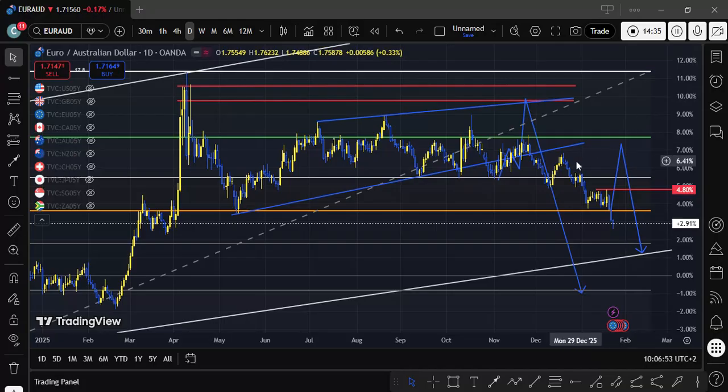So it is totally unnecessary for us to wait for a pullback that goes all the way up there, taking all of our profits before it comes here. So whoever is trading this, just take profit and you will save your trades.